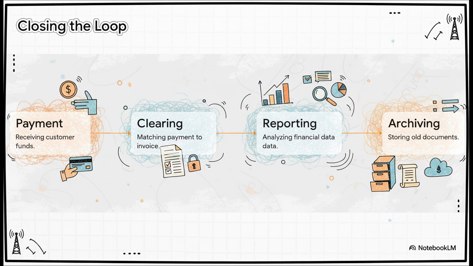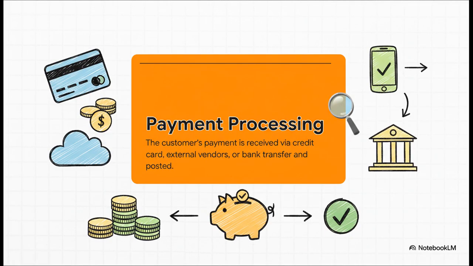All right, part 3, this is the home stretch, closing the financial loop. We'll look at how payments are processed, cleared, reported on, and finally, archived. The customer pays their bill however they want, and that payment gets recorded right away in the system.